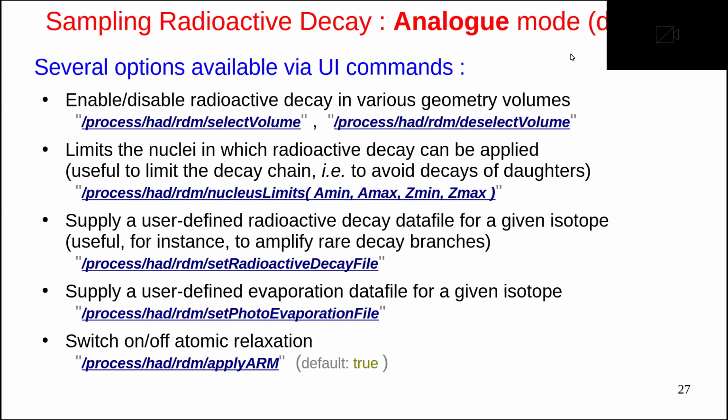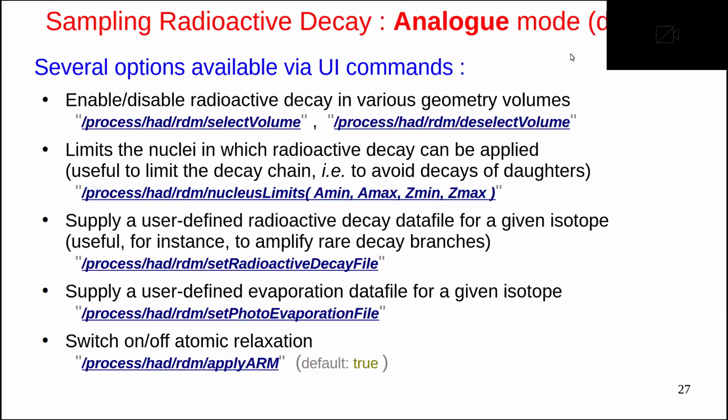One is to enable or disable radioactive decay in various geometry volumes. So you can be interested only in one and you activate it only in that region, in that volume, and on the other you disable it, for instance. You can limit the nuclei in which radioactive decay can happen. This is useful if you are interested in one particular decay and not the full chain of decays. So you can specify via UI command the limits of the atomic number and the number of nucleons. In this way, you can select the one that you are interested in.